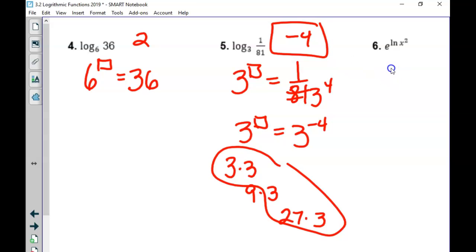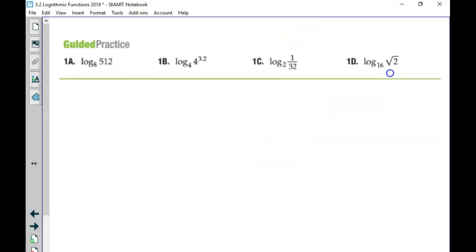Okay, number 6. Haley, got a guess? Yeah. The e and the ln will just undo each other, so we end up with x squared. I do have some more practice on this. Do you want a little bit more real quick? I want to move on to graphing, but you have that sheet out.